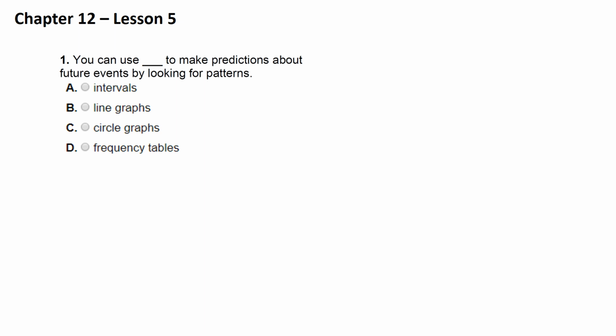Number 2. You can use blank to make predictions about future events by looking for patterns. That would be B. And we're talking about the future, which is time. And remember that line graphs show change over time.